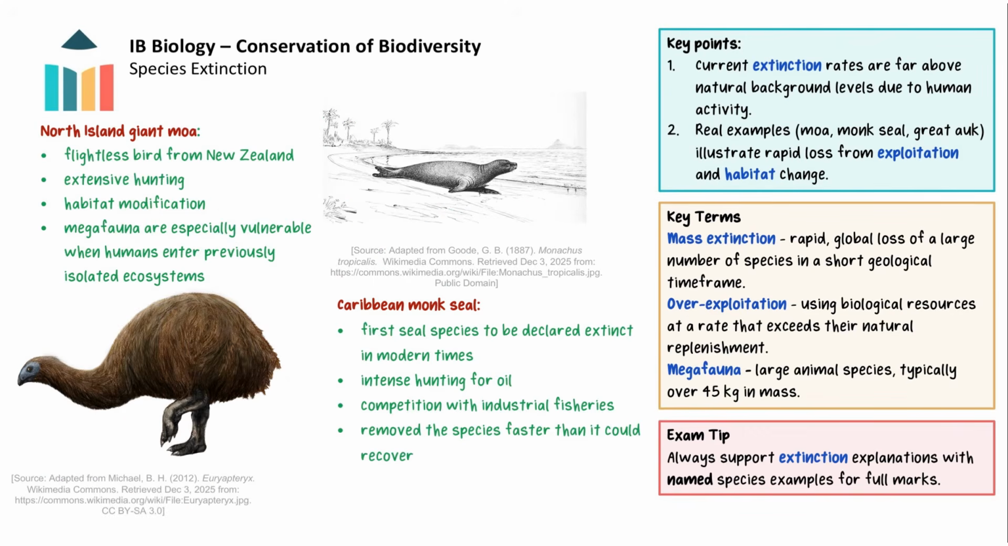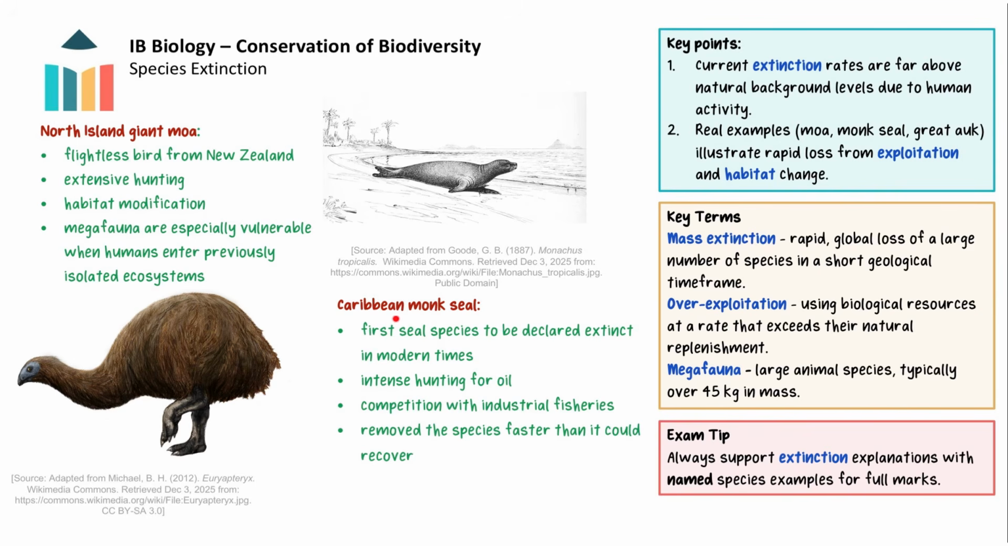Two such extinct species are the North Island giant moa, a flightless bird from New Zealand, which disappeared rapidly after human arrival due to extensive hunting and habitat modification. This demonstrates how megafauna are especially vulnerable when humans enter previously isolated ecosystems.